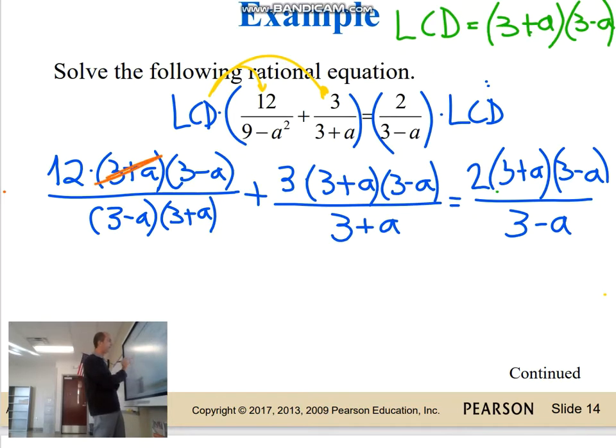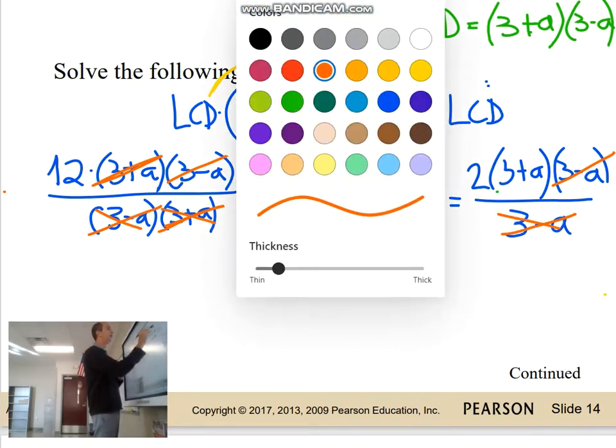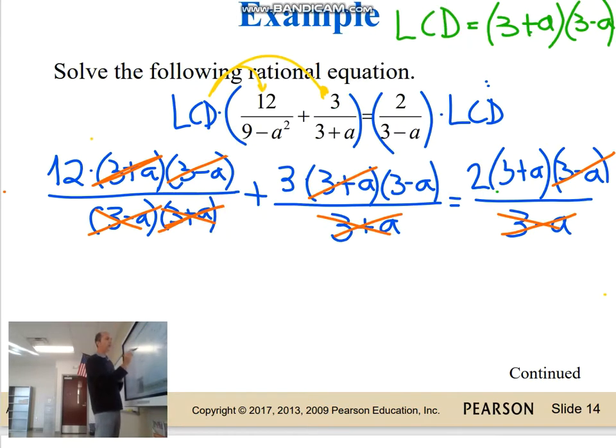We can cancel out 3 plus a with 3 plus a, 3 minus a with 3 minus a, and here we can also cancel out 3 plus a with 3 plus a, and on this fraction 3 minus a can cancel out with 3 minus a. Yes, it looks like we canceled all the denominators. We don't have denominators, and just don't forget to apply the distributive property.